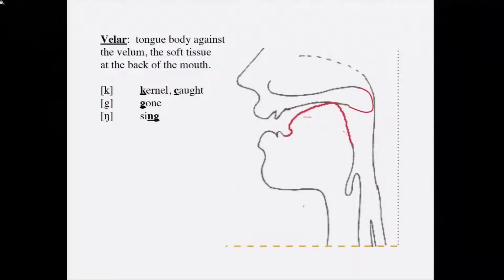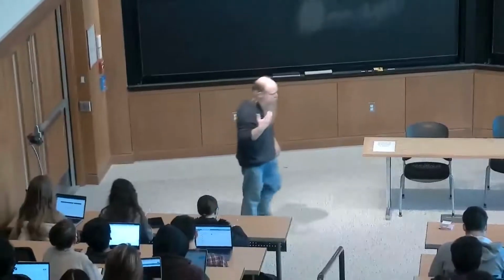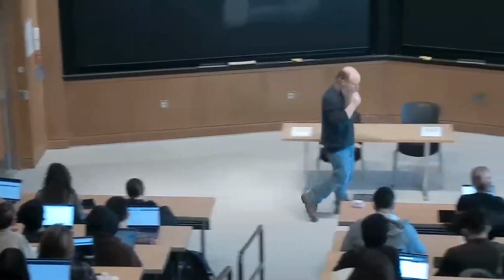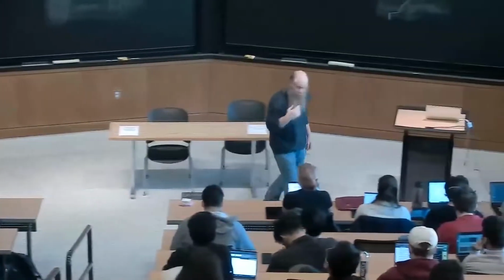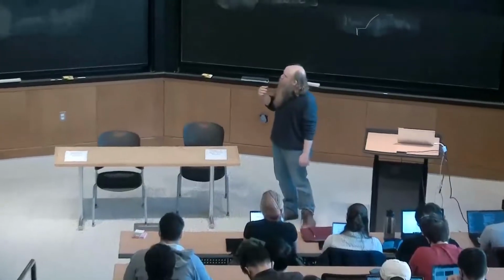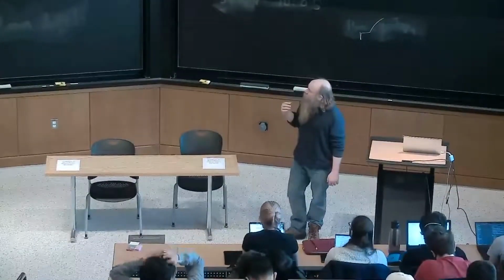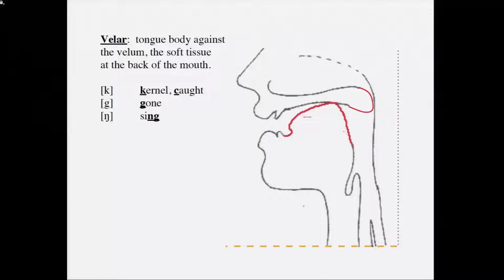Okay. And then, continuing our tour of the mouth, so we're working our way backwards through the mouth, there are what are called velar sounds. In a velar sound, the body of your tongue is up against what's called the velum, which is the soft tissue at the back of your mouth that we're going to be hearing more about in a second. It's responsible for partitioning your mouth from your nose, from your oral cavity. That's the place that your tongue is touching when you say the sounds at the beginnings of words like kernel and caught and gone.